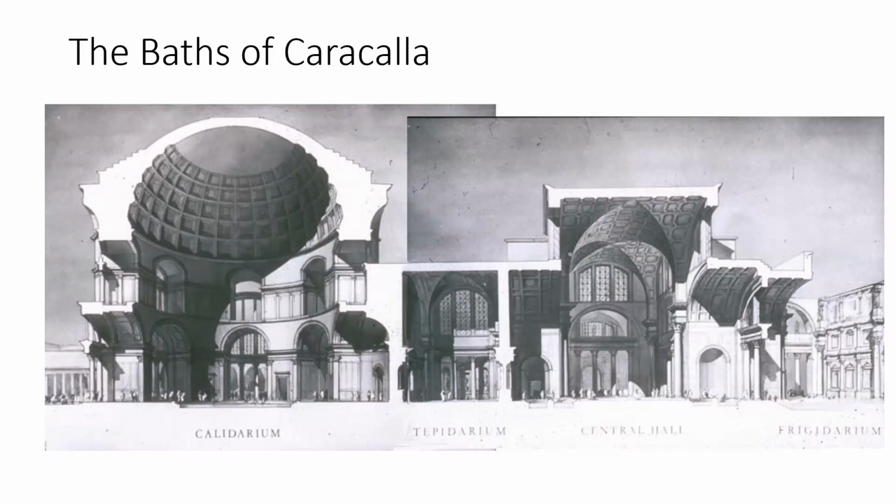We can still see that it is the groin vault system with the Corinthian or the composite order, because the Corinthian and composite order is the largest and most elaborate order, which is very befitting for the size of these ancient baths.